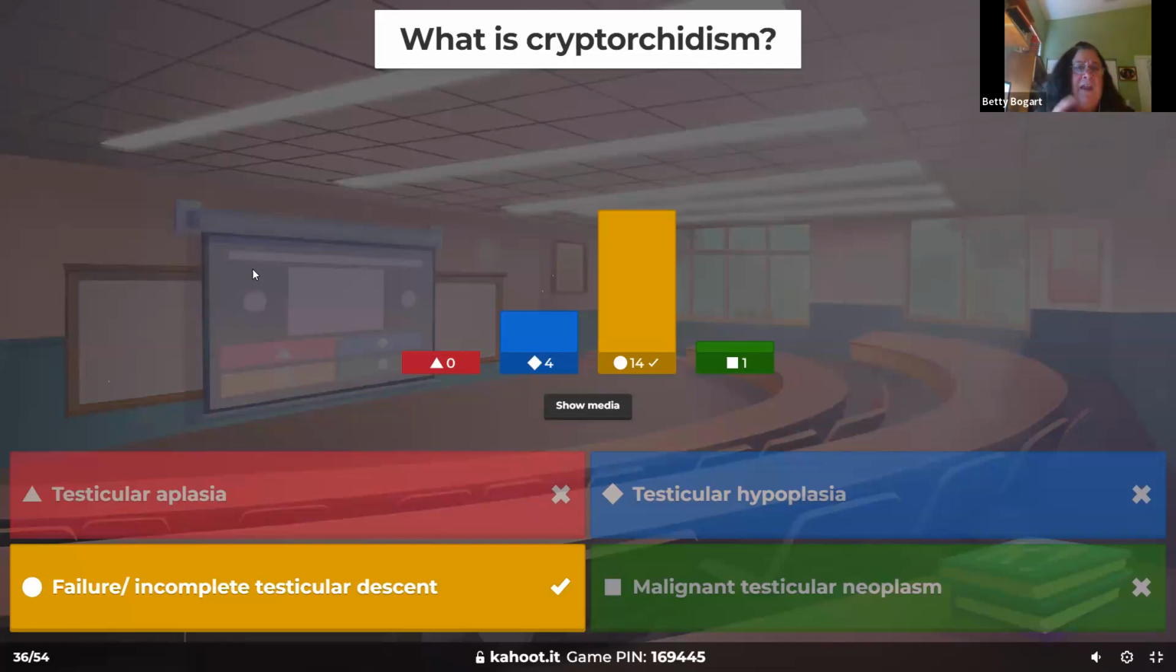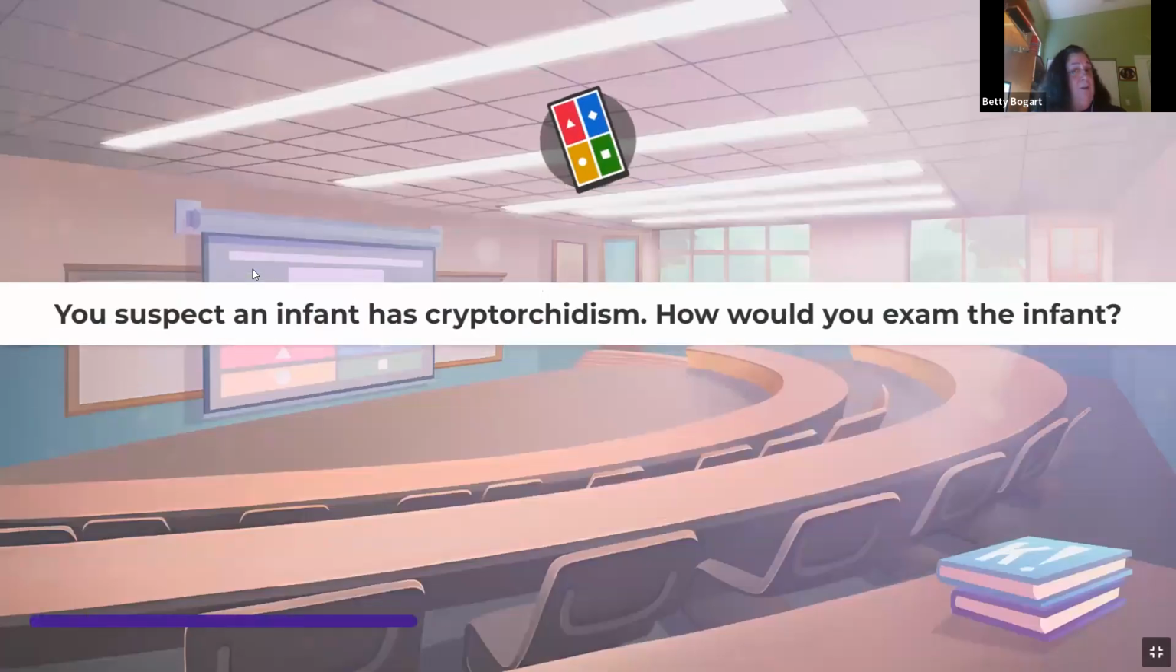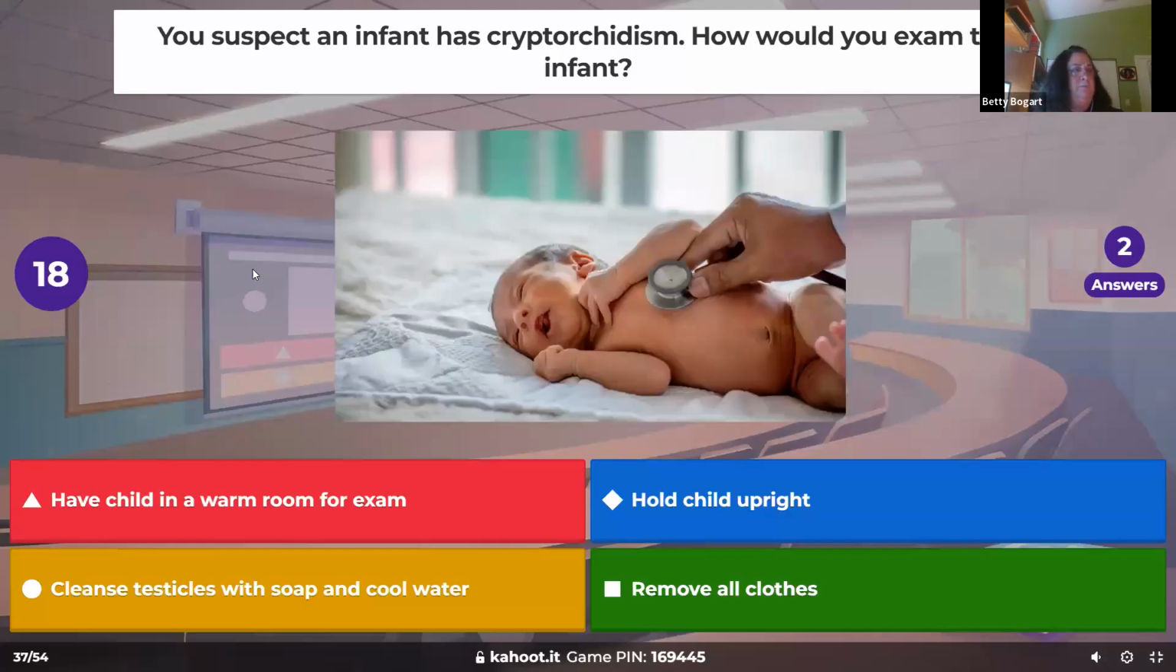Now, one of the things about this is males, if it's cold, their testicles suck up, okay? Because it's protecting them. Now, when it's warm, they tend to sag a little bit more, right? So how do you think we're going to examine this little child? In a warmer room, right? Because we want to have it down as far as it possibly could be. So that would be how we examine them. So you suspect an infant with a cryptorchidism, how would you examine them?